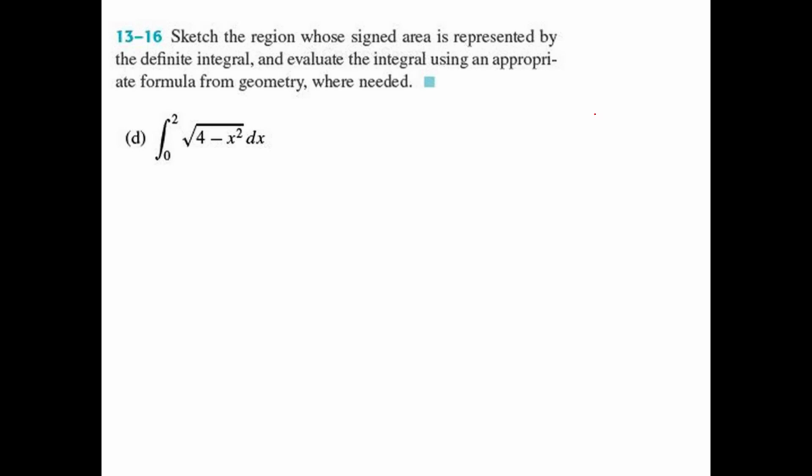Now, you should be comfortable with what this graph is. If you're not sure, you can write it as y equals the square root of 4 minus x squared. If you're not sure, you can square both sides and get y squared equals 4 minus x squared. If you're still not sure, you could add the x squared to both sides and get x squared plus y squared equals 4. You should be comfortable with the fact that that is a circle of radius 2. But with the positive square root here, your y value is always positive, so this is only the top half of the circle.